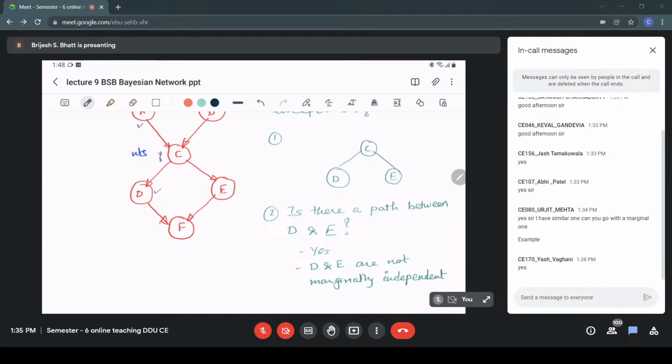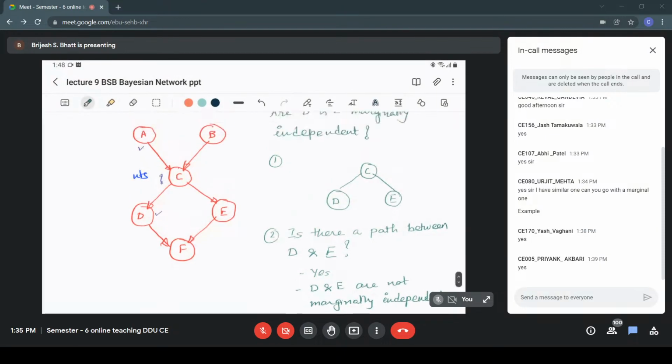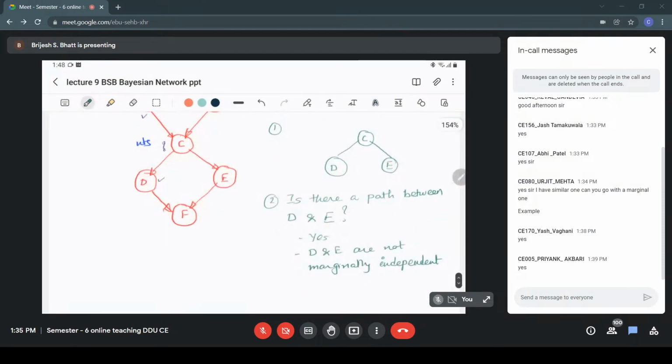To conclude about independence, the condition is that there should not be a path between the two nodes under question. Are you with me, Priyank? I think Priyank also had this question. Yes, sir. Now let's ask another question. Are A and B marginally independent?